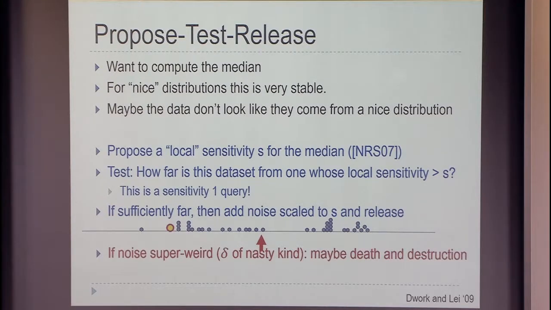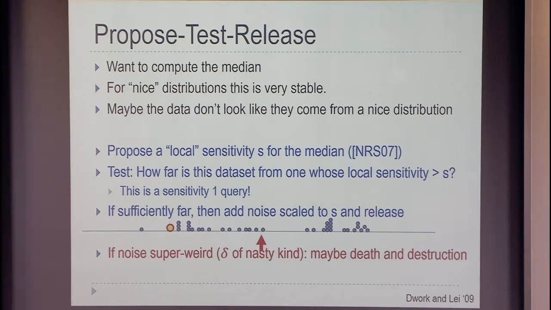Now, if the noise was super weird, like, in fact, this data set has bad local sensitivity, it is distance 0 from one whose local sensitivity is bigger than S, but the response comes back, oh, it's very large, because when it did the draw from the Laplace mechanism to answer this question, it just got a really bad, really big positive result. So that's a super weird noise case. I will call this delta of the nasty kind. And we're screwed. Maybe there is death and destruction.